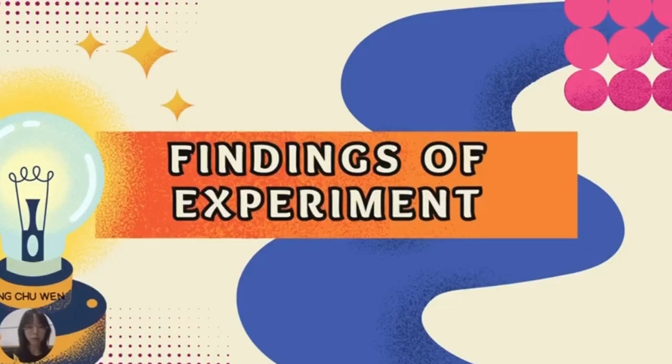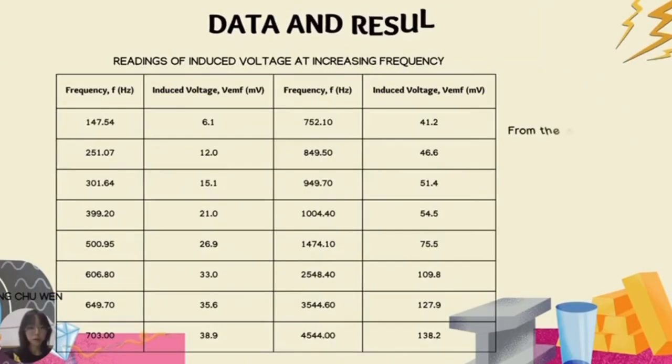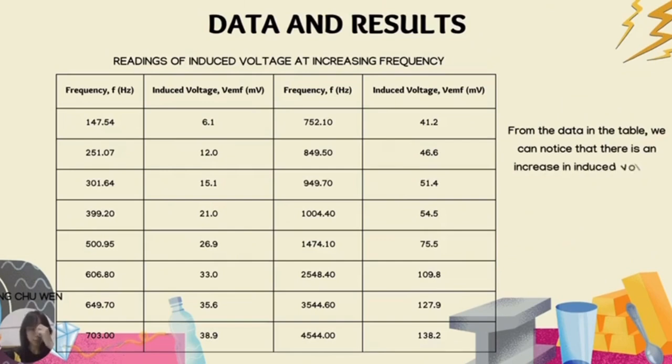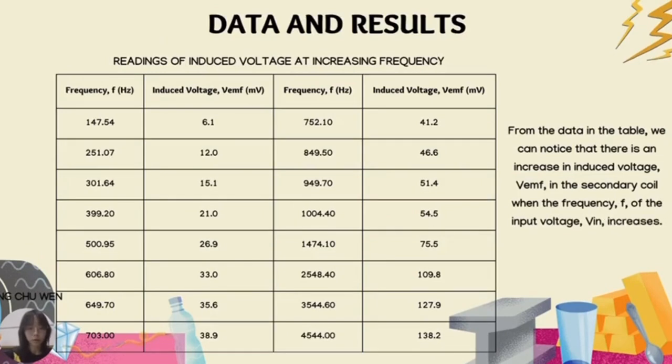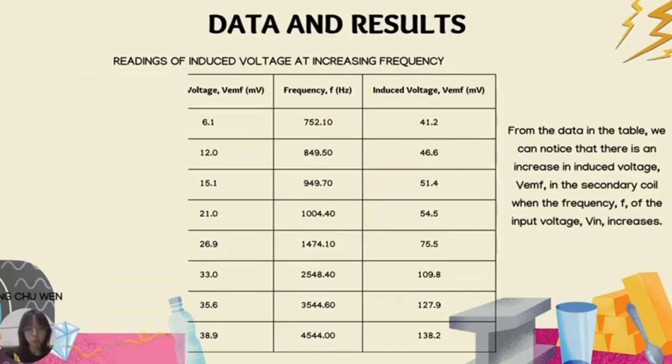I'd like to present the findings of the experiment. This part shows the data and results of the experiment to prove Faraday's law, and the table shows the readings of induced voltage at increasing frequency. We can notice that there is an increase in VEMF when the frequency of the input voltage F increases. There are a total of 16 data points recorded in this table to make the experiment more accurate.